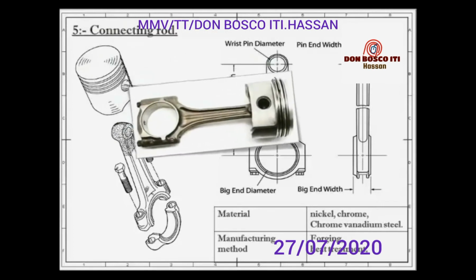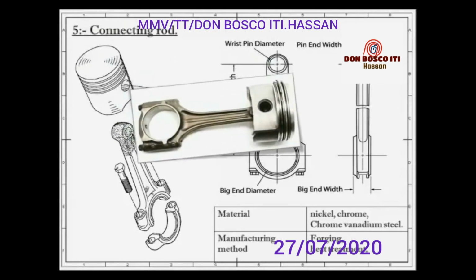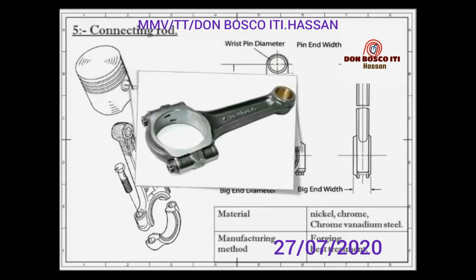Special care is required for the design and manufacturing of the connecting rod, as it is subjected to alternately compressive and tensile stresses as well as bending stresses. The connecting rods are made of nickel, chrome and chrome vanadium steels. For small engines, the material may be aluminum. Connecting rods are manufactured using the forging technique followed by heat treatment.